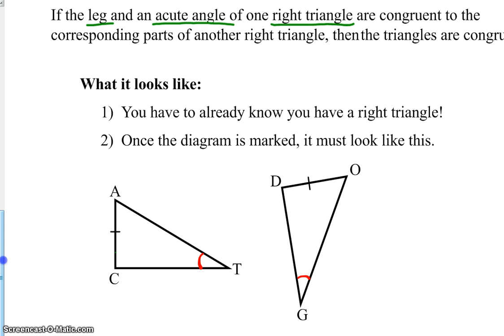It looks like triangle CAT with our right angle, triangle DOG with our right angle. Notice I marked angle T and angle G congruent. I also could have chosen angle A congruent to angle O. The difference is when we do the proof at the end, it would change the final statement or the final reason for triangle CAT being congruent to triangle DOG. So let's go ahead and jump ahead to the proof.